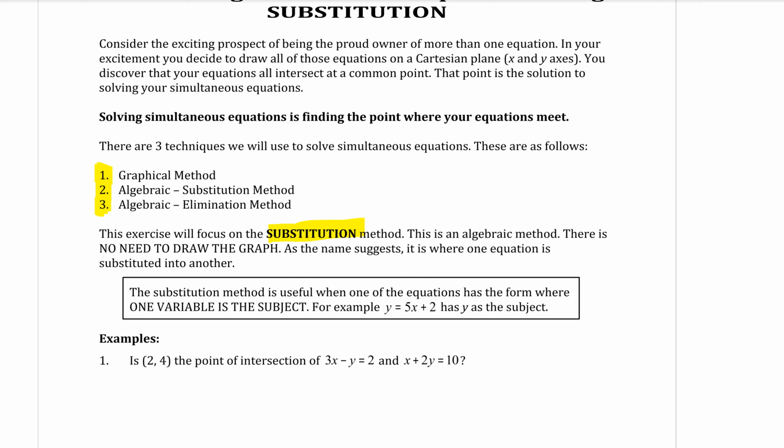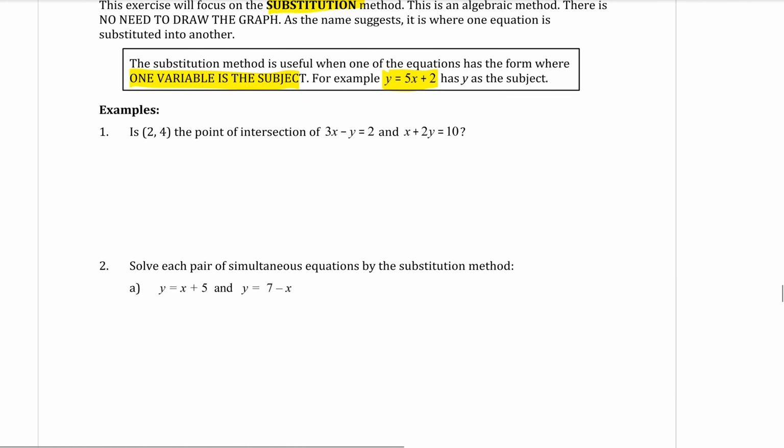It is always useful, it says in here, to have one equation in the form where one variable is the subject. So that means either the x or the y is by itself, like in this equation here, the y is by itself. If one letter is by itself, then that's in the right form to sub it into the other one. Okay, so example time.